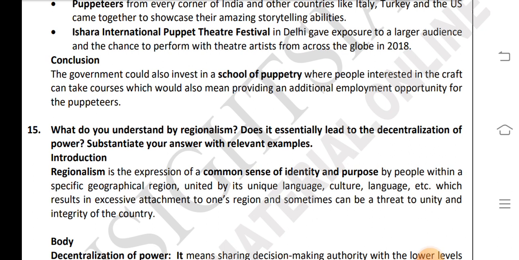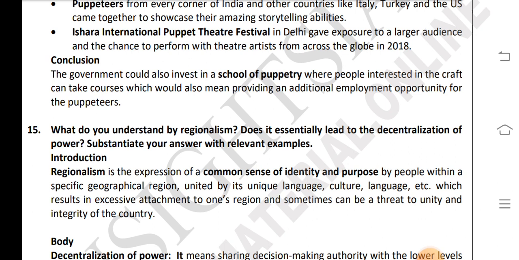International Puppet Festivals in India. Puppeteers from around the world attended the Dhatu International Puppet Festival in Bangalore in 2019. Puppeteers from every corner of India and other countries like Italy, Turkey and the US came together to showcase their amazing storytelling ability.